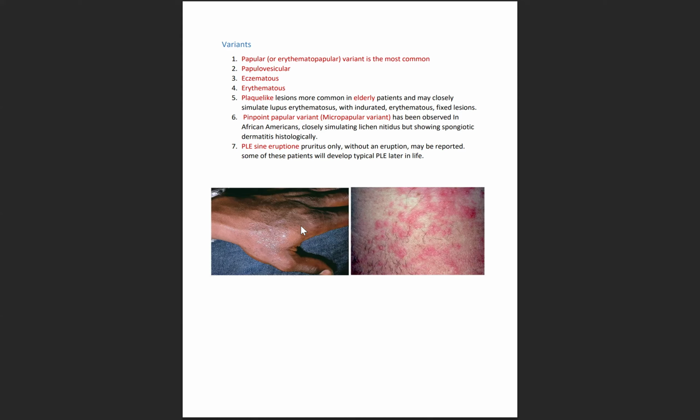Polymorphous light eruption sine eruption يعني هي مجرد type أو variant من polymorphous light eruption بدون eruption مجرد pruritus. Without an eruption may be reported. Some of these patients will develop typical polymorphous light eruption later in their life.